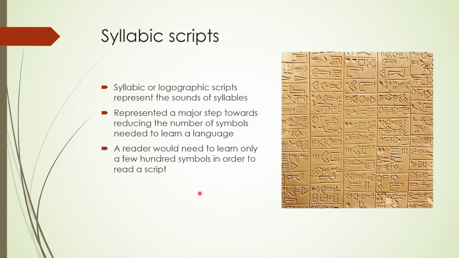They started representing the sound, but they represented the sound of syllables. Well, let's say you have the word dinner. In the word dinner, you have two syllables, din and ner. In this scenario, din will be represented by one symbol and ner will be represented by a different symbol. So this was much better in terms of the number of symbols you needed to learn as compared with an ideographic script. But still, you would have to learn a few hundred symbols in order to be able to read a script.